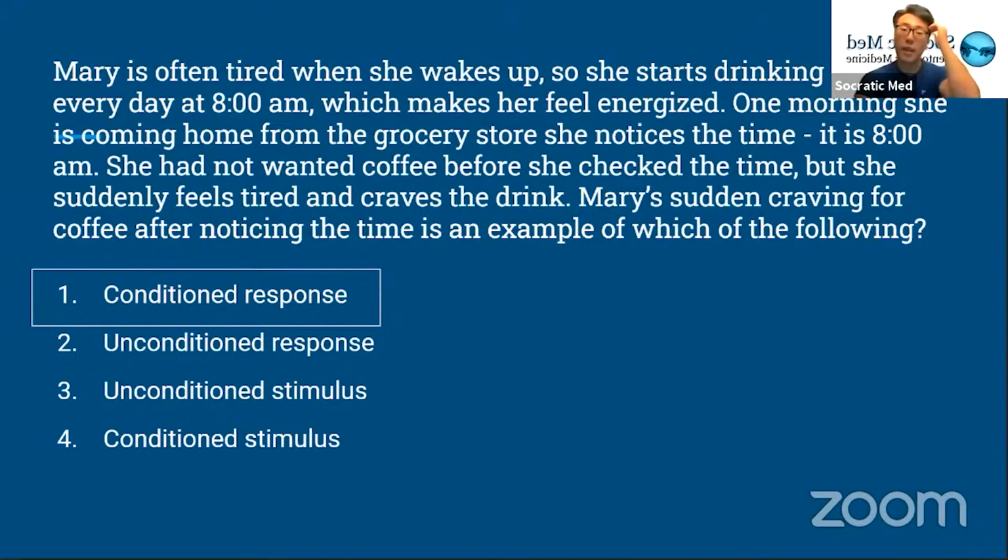But after conditioning happened, because she drank coffee every day at 8 a.m., she would want to drink coffee whenever she notices it's 8 a.m. So the time 8 a.m. was an unconditioned stimulus, but through conditioning throughout the years of her drinking coffee at 8 a.m., it became a conditioned stimulus because it caused her to start wanting coffee whenever she noticed that it was 8 a.m.